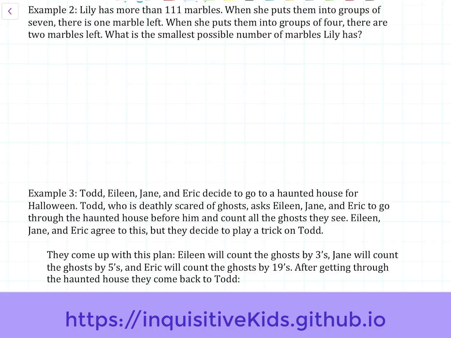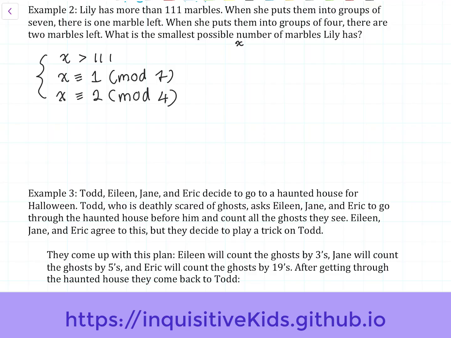Let's start by writing the system of congruences. So let's set the variable, the smallest possible number of marbles, as x. X is greater than 111. X is congruent to 1 mod 7. X is congruent to 2 mod 4. So this is the system of congruences that we are being asked to solve. Lucky for us, x is already isolated, so all we have to do is just apply the Chinese remainder theorem. Pause the video to see if you can use the steps from the previous example to help you solve this example.